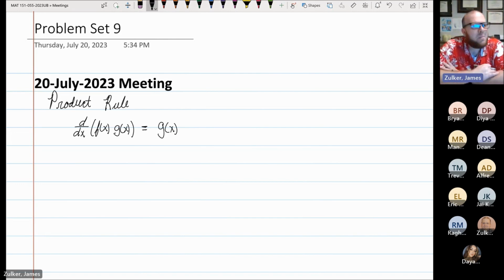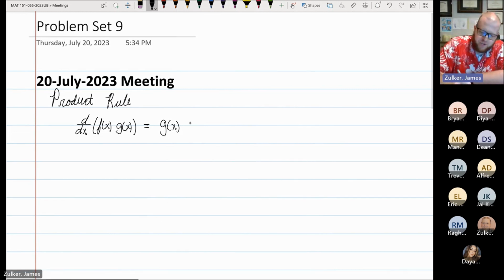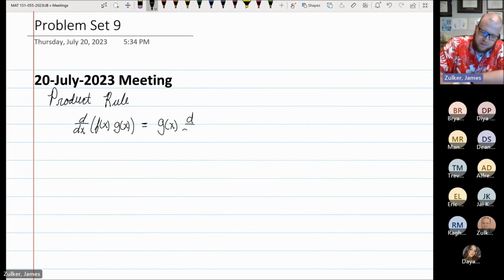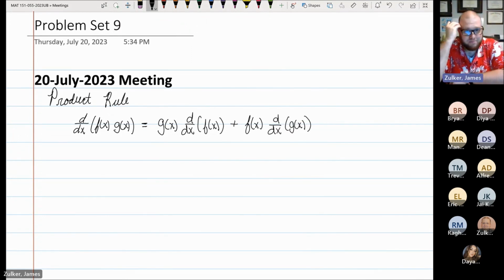Product rule says if you take the derivative of f times g, it is g times the derivative of f plus f times the derivative of g.